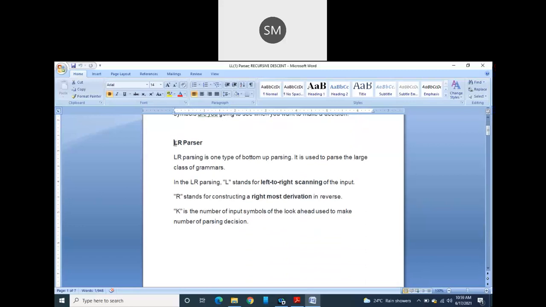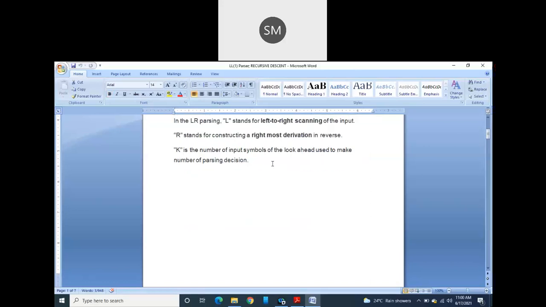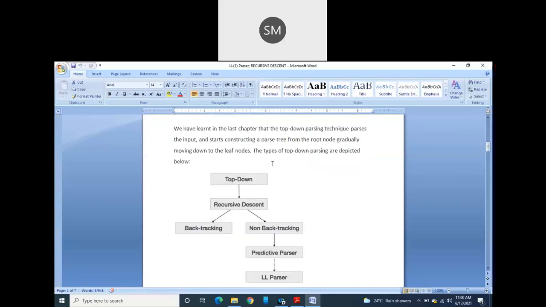But in LR also, the first L represents scanning the input once again from left to right, but capital R represents that you perform a rightmost derivation. So this parsing is very much suitable for bottom up parsing. It is one type of bottom up parsing. Bottom up parsing is nothing but you start the construction of your tree from leaf node to root node. Clear guys? Then I come to top down parser now.